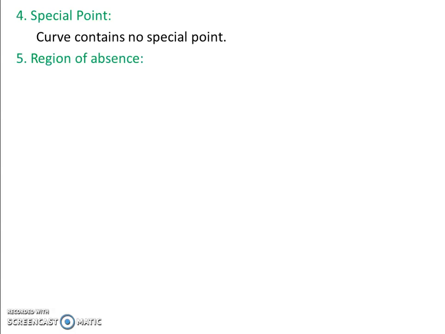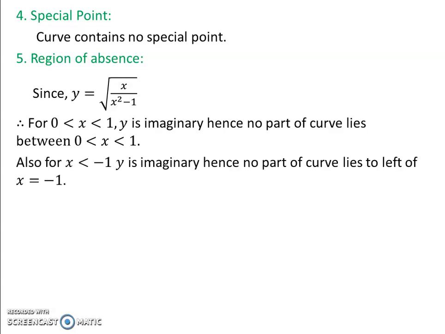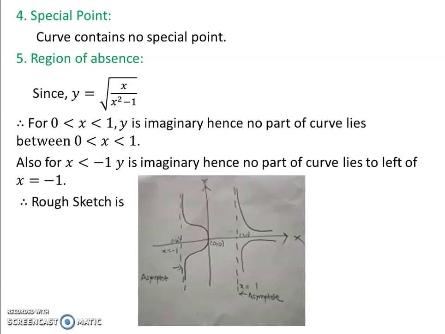Region of absence: if you consider y equal to root of x upon x square minus 1, obviously for 0 less than x less than 1, y becomes imaginary, because x square minus 1 is negative. Hence no part of the curve lies between 0 and 1. Similarly, if x is less than minus 1, then the curve is imaginary. Therefore, no part of the curve lies to the left of x equal to minus 1. So the rough sketch is like this.